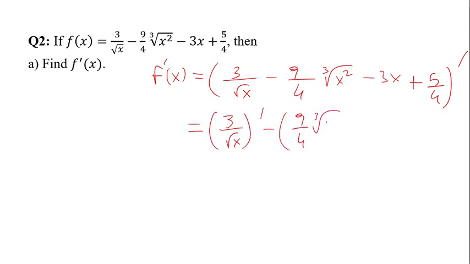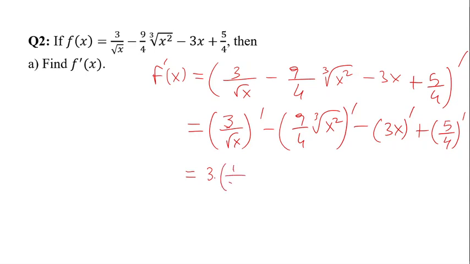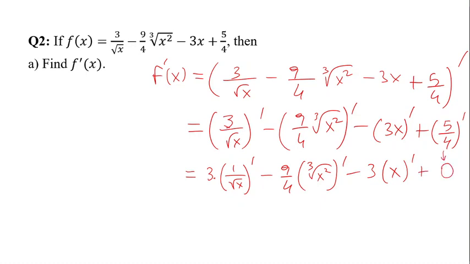I distribute the derivative to each term in this expression. If you have minus and plus, then you can distribute. Now 3 is not affected by the derivative, so I can take this out. 3 is a coefficient here, and then minus 9 over 4 times the derivative of the cube root of x squared, and the derivative of 3x, and the derivative of 5 over 4 is 0, so this is constant.